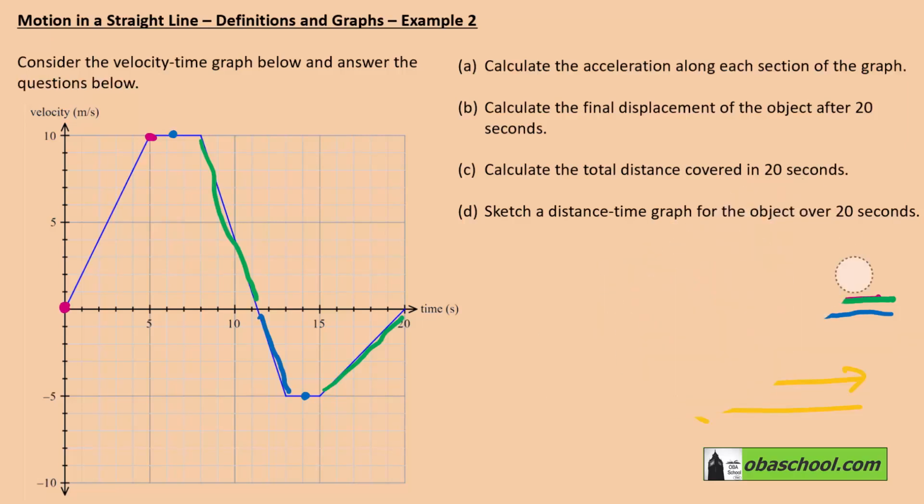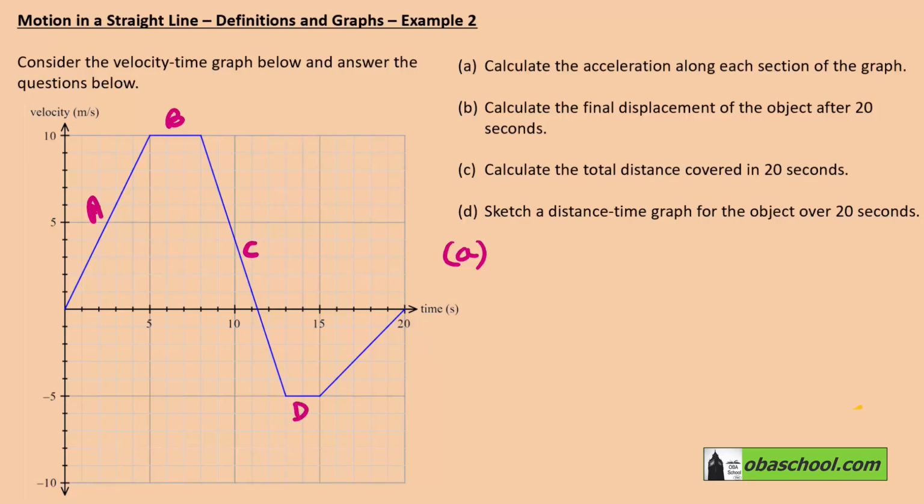Okay, so we're asked to calculate the acceleration along each section of the graph. So what I'm going to do is label the sections A, B. This is all one straight line, so C. You can see that it doesn't change gradient somewhere. I'll call this D and E. And along A, the change in velocity is 10 over the course of 5 seconds.